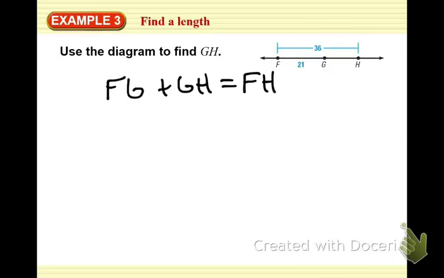And then plug in what you know. Do you know the length of FG? Yeah, 21. Do we know GH? No, so just leave it GH. And then do we know the length of FH? Yeah. And then because we all got through Algebra 1 class, we know what to do here, right?